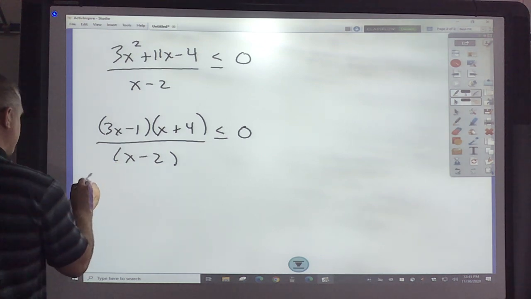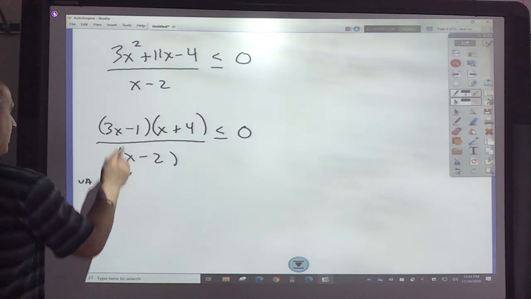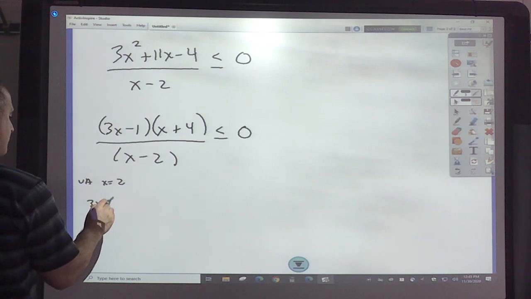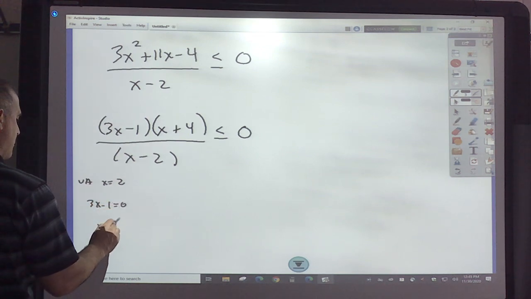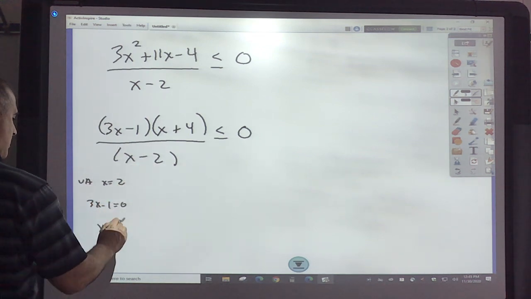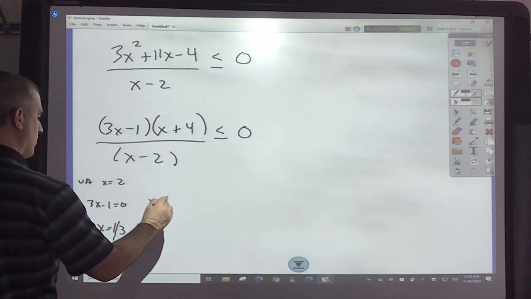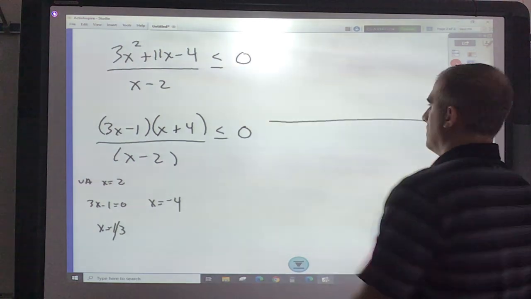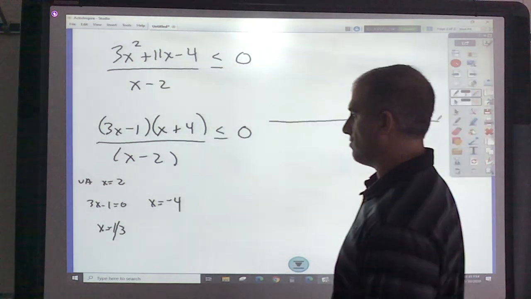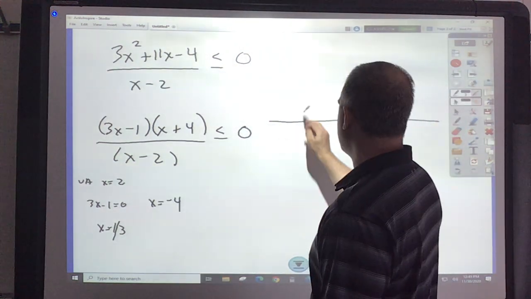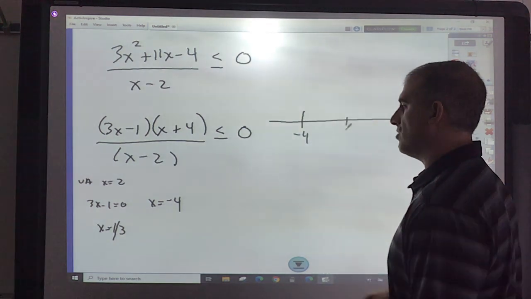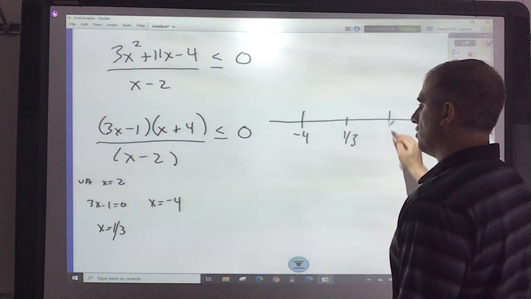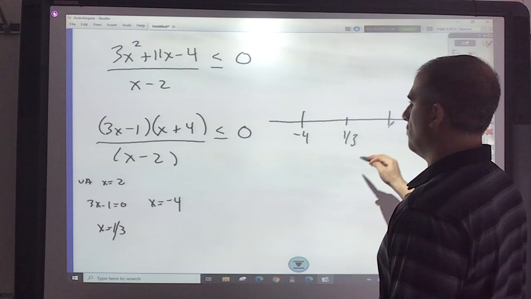My vertical asymptote here would be at 2. If I solve the numerator, the solutions for those, this one would be 1/3. This one would be -4. So what I want to do is list those. Smallest one would be -4. Next smallest one would be 1/3. Next smallest one would be 2.